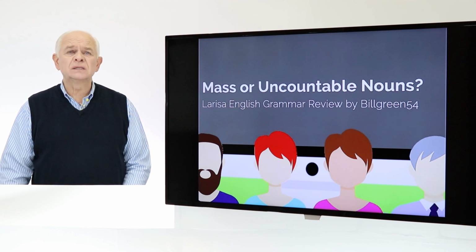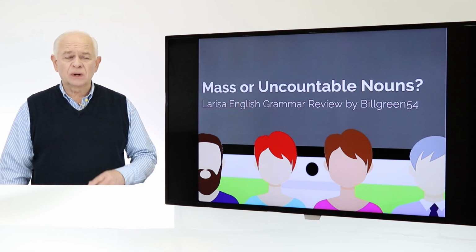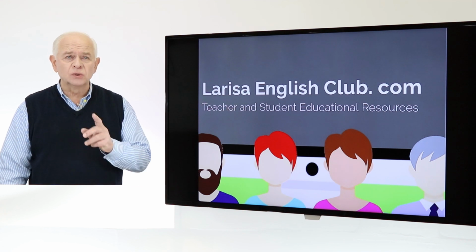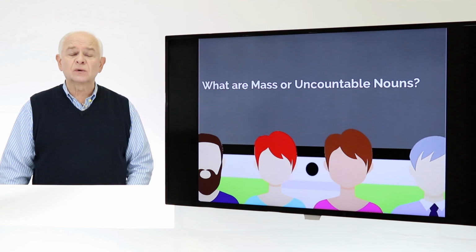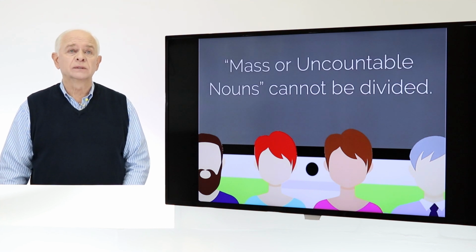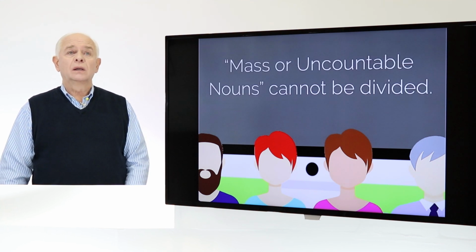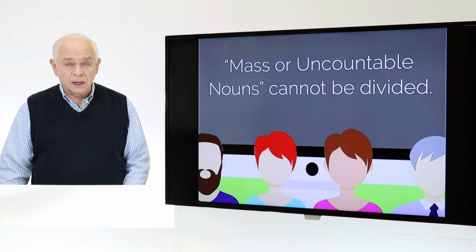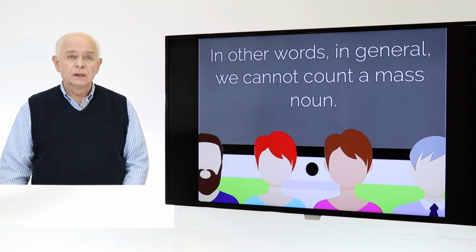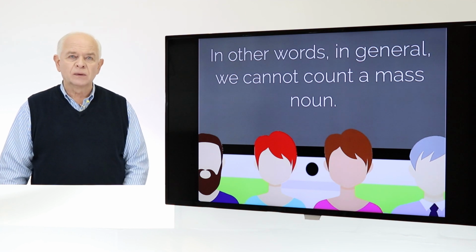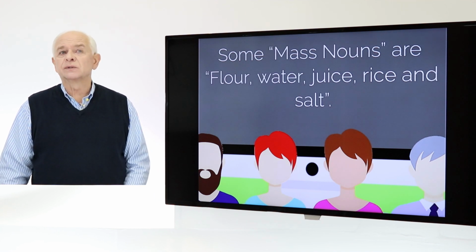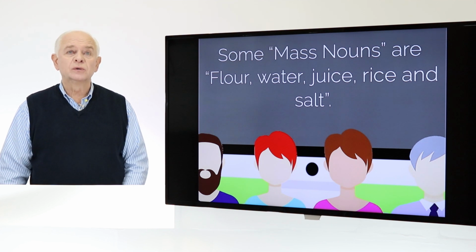Mass or uncountable nouns. We're going to talk about that in just a minute, thanks to Larissa English Club. Hey, what are mass or uncountable nouns? They are nouns that cannot be divided. In other words, in general, we cannot count a mass noun. Some mass nouns are flour, water, juice, rice, and salt.